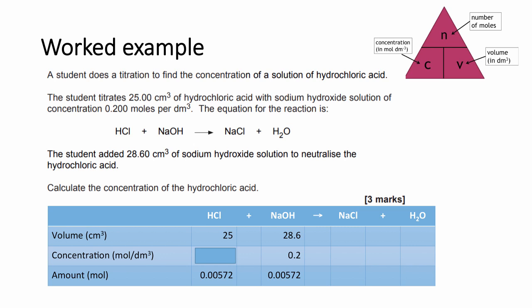Now I know the ratio is 1 to 1, so that gives me an equivalent amount of 0.00572 moles of HCl. Now I have the amount and the volume, so I can work out the concentration. But remember, I have to change the volume again into decimetres cubed. So it's 0.00572 divided by 25 divided by 1,000, and that gives me a concentration of 0.229.